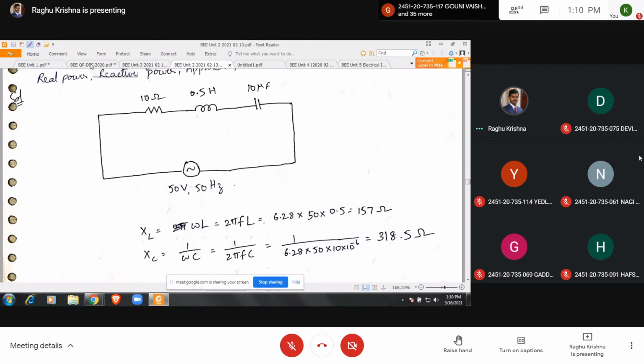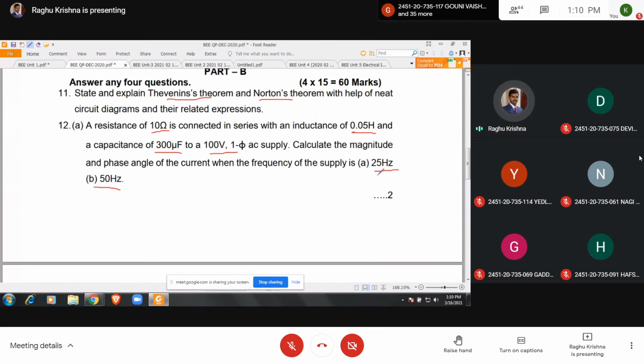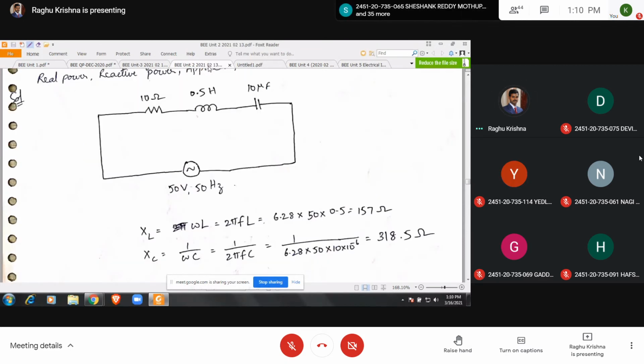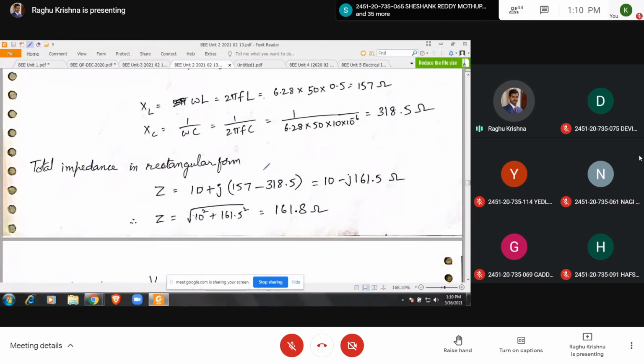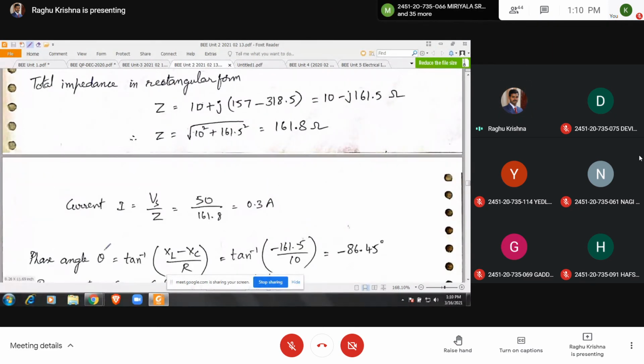Here there are two cases. First one is 25 Hz. Taking 25 Hz you have to do this problem, and afterwards taking 50 Hz you have to do this problem. Calculate the magnitude and phase angle of the current. How to do this? First you have to find out Z. After finding Z, find the current I.